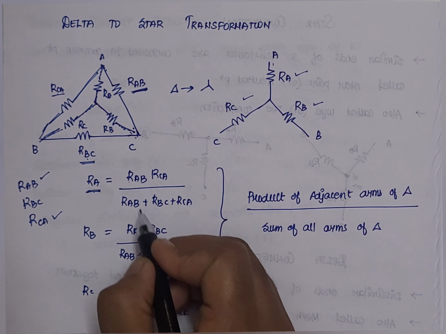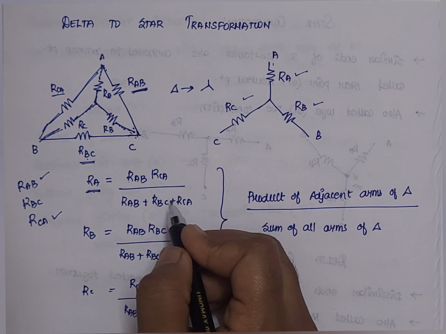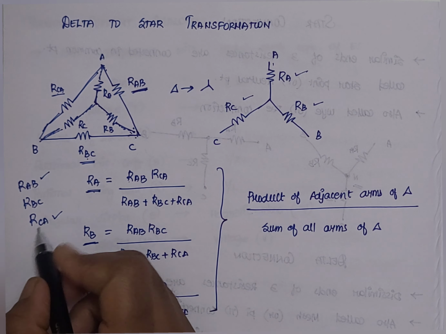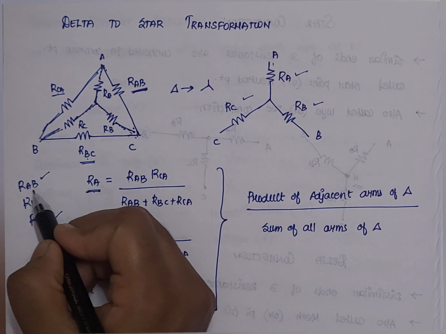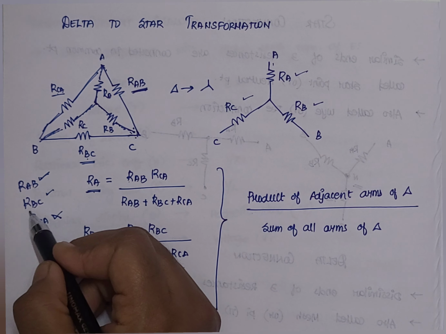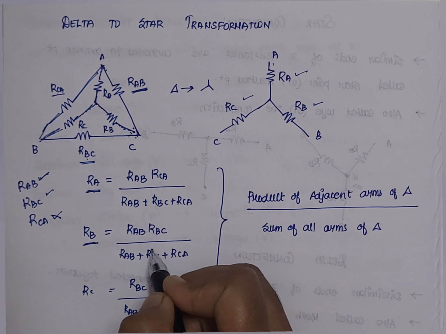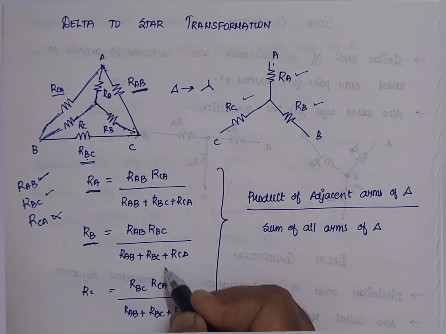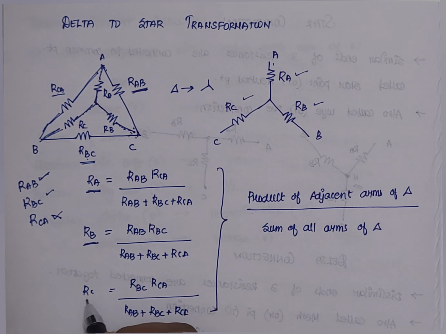So we have to add all the three resistances in the denominator. Similarly, if we are supposed to calculate the value for RB, we have to look for the resistances in terms of RB. So in terms of RB, we will have RAB and RBC but not RCA. So in the numerator, we will have RAB into RBC divided by the total resistances. So only the numerator will differ for each of RA, RB and RC. Similarly for RC, in the numerator we will have the resistances in terms of C. So it is RBC into RCA divided by the sum of total resistances, RAB plus RBC plus RCA.